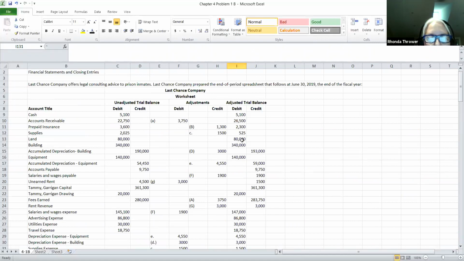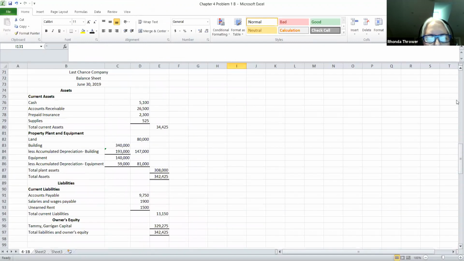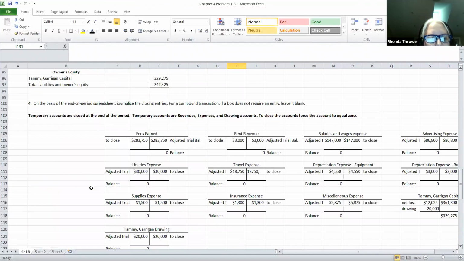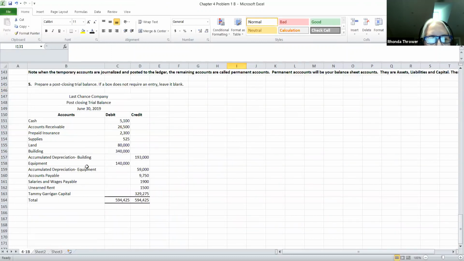Land is an asset account. $80,000 would be on the post-closing trial balance. Buildings is an asset account. $340,000 would be on the post-closing trial balance. Accumulated depreciation is a contra asset account. Contra assets are permanent accounts, so its balance is listed on the post-closing trial balance.